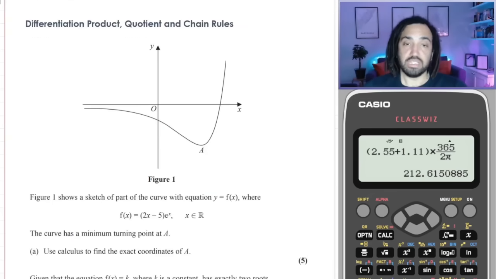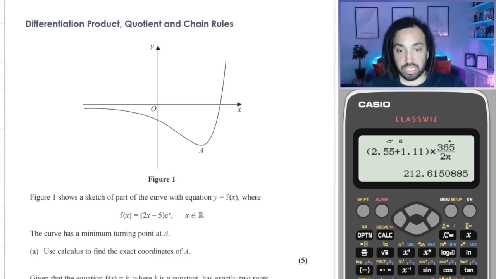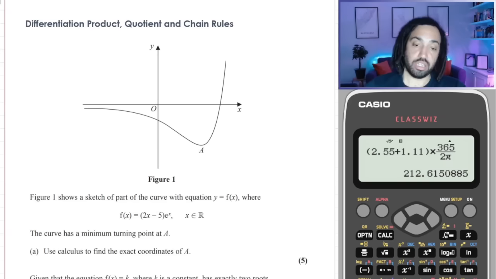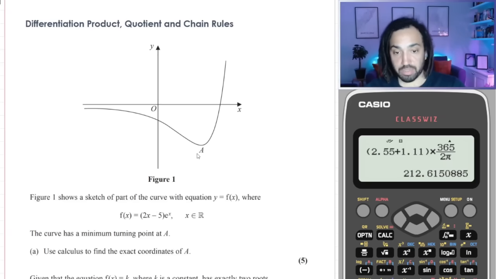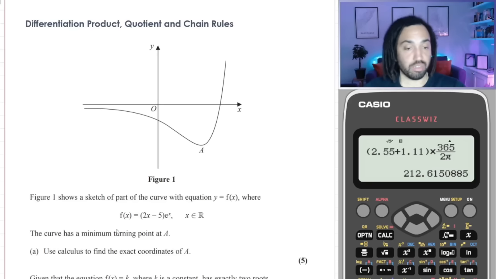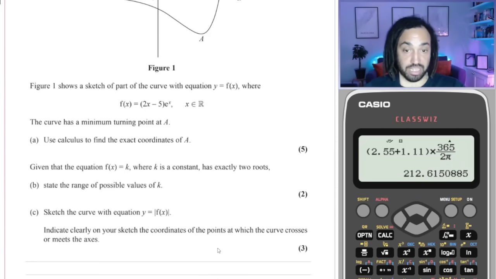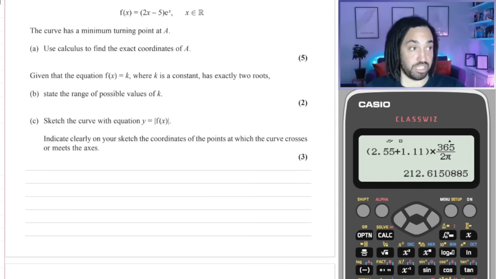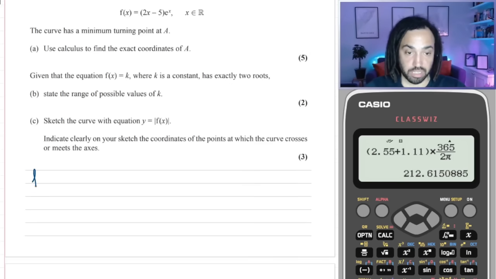Perfect. Okay, next question, and we have a graph here, and it says that we've got f of x is equal to this. The curve has a minimum turning point at A. Okay, so this looks like we're going to be using the product rule here. It says use calculus to find the exact value of A. So if we're trying to find a turning point, we need to take the function and differentiate it, set it equal to 0. So we'll start by taking the derivative.